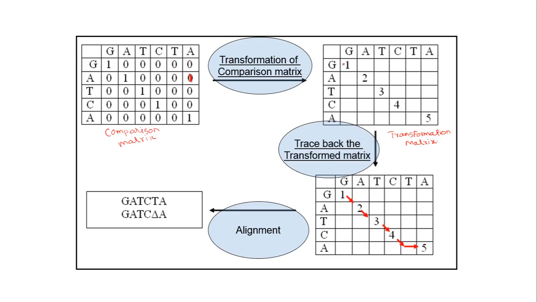Okay, so our comparison matrix starts with 1. Then we have moved diagonally and we ended up at this position. This position corresponds to the alignment of A with A. Yes, there is a match, and therefore we increase the previous score by 1 to get 2. Then again we move diagonally, we end up over here. And then we test if there is identity between the two amino acid residues or characters over here. Yes, there is identity. So we add 1 to the previous score.